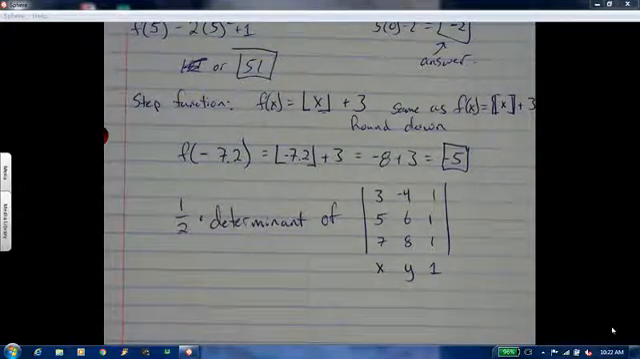Determine if 2 matrices are inverses of each other. Make sure you know how to do that. And then the quadratic stuff is listed there as well. Okay.